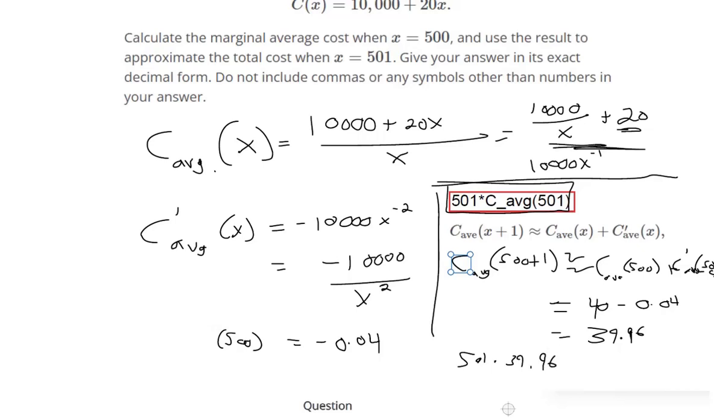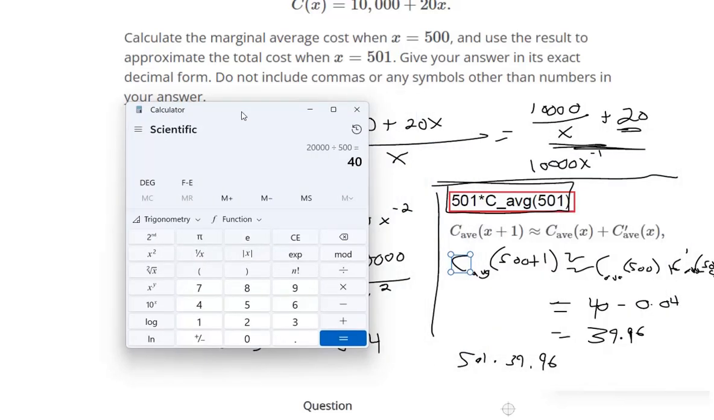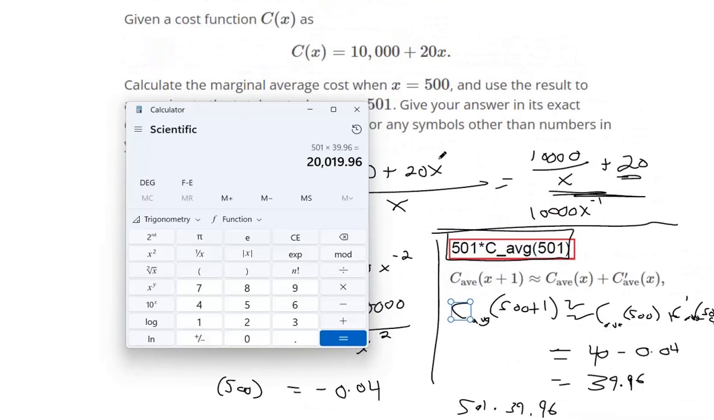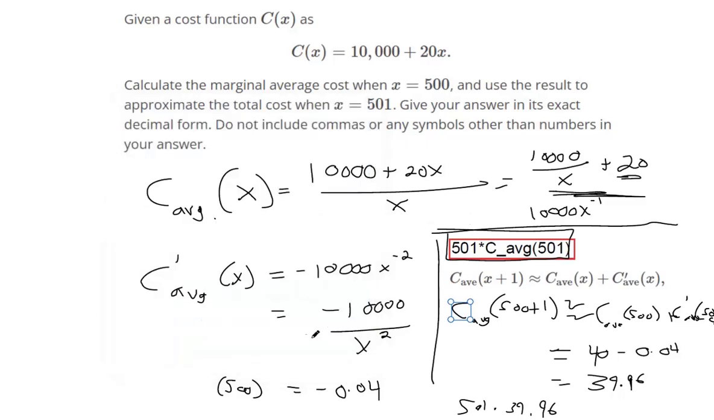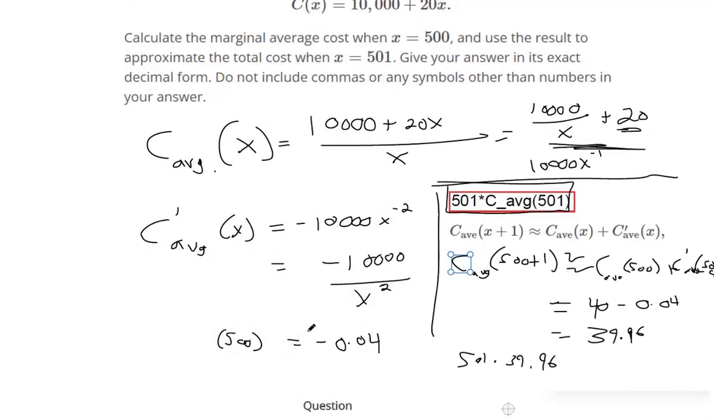Oh, there's a way easier way of doing this. 501 units, and the average is now down to 39.96. So that should be the average marginal cost. Okay. In other words, you can think of it like this. What we just calculated, the marginal average cost, goes down by 4 cents per unit that you produce.